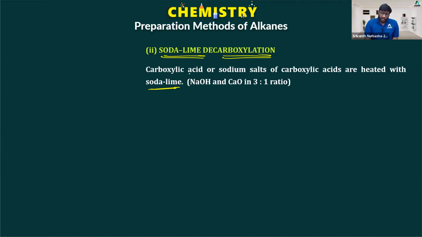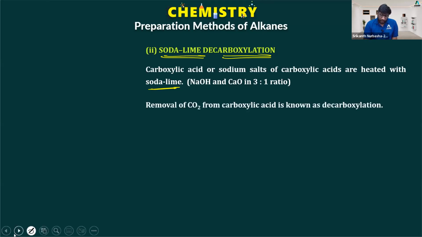Soda lime decarboxylation: carboxylic acid or sodium salts of carboxylic acids are heated with soda lime, NaOH and CaO in a 3:1 ratio. What is that? Removal of carbon dioxide from carboxylic acid is known as decarboxylation. De means removal; decarboxylation means CO2 has been removed. Removal of CO2 from the carboxylic acid is said to be decarboxylation. And how is that done? CH3COO minus, CH3COOH.